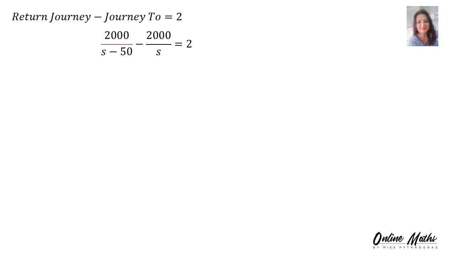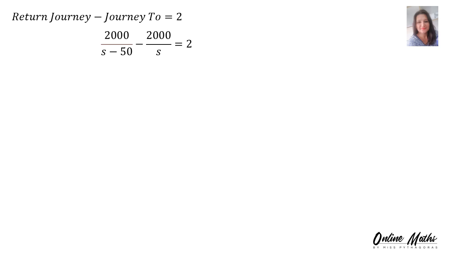We have to make an equation of the situation. And the equation will be the difference between the return journey minus the journey to is equal to 2 hours. Therefore, the time of the return journey from our table on the previous slide is 2000 divided by s minus 50. Minus, because the difference between the two is 2 hours. And then the time for the journey to is 2000 divided by s. Everything equal to 2. And there's your equation.